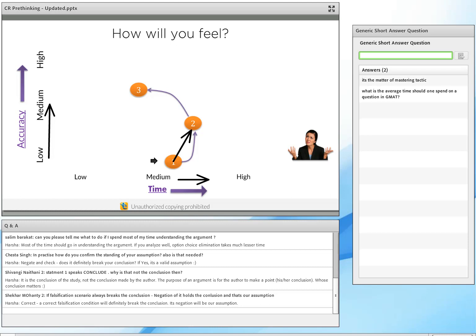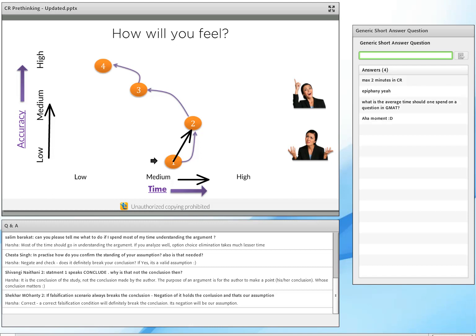What you're going to find is two things will happen. Your accuracy will continue to go up. Your time to answer questions will go down. It'll go down beyond that point number one, as you can see. And at that point, you're going to really say, hey, now I understand why we do pre-thinking for GMAT CR. And that would be what we call a state of positive feedback. Once you get there, you'd get that aha moment. Yes. You'd continue doing that. You would reach point number four.